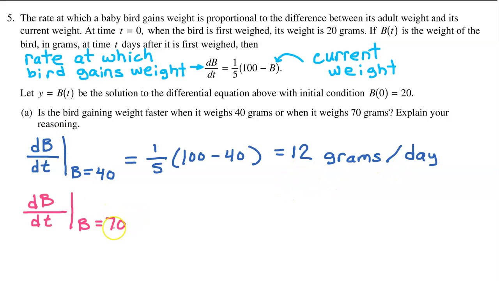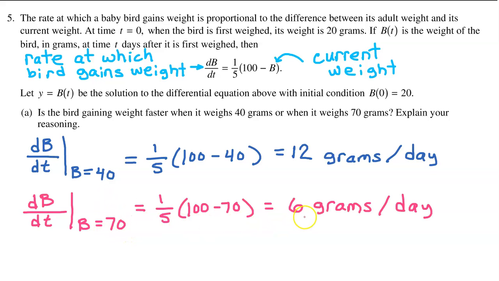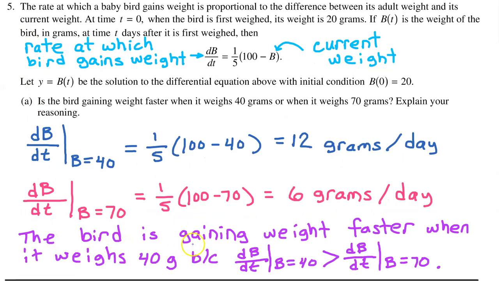To find out how fast the bird is growing when it weighs 70 grams, all we have to do is evaluate dB/dt at B equals 70. This turns out to be 6 grams per day. In summary, the bird is gaining weight faster when it weighs 40 grams because dB/dt at B equals 40 is greater than dB/dt at B equals 70.